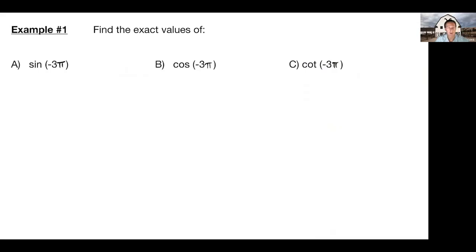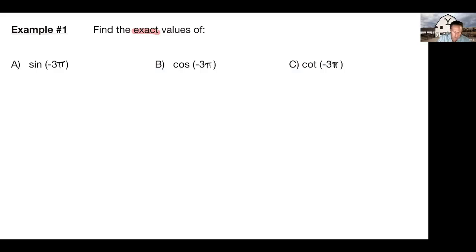Example number 1. Now remember, we also mentioned in the previous video the difference between an exact value and an approximate. The exact value meaning leaving it exactly as is, not approximating with a calculator or symbols like pi. So when they ask us to find the sine of -3 pi, they don't want you to use a calculator. All right? So how do I find the sine of -3 pi?